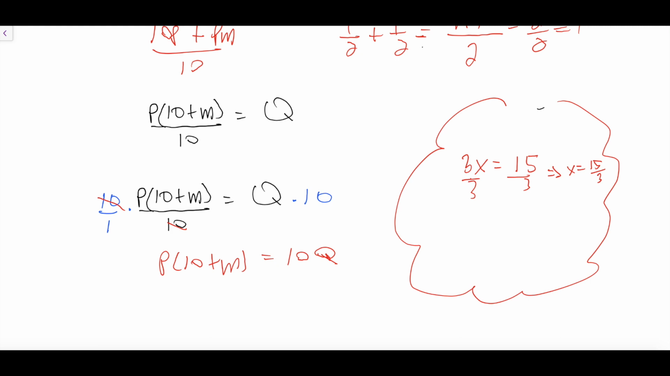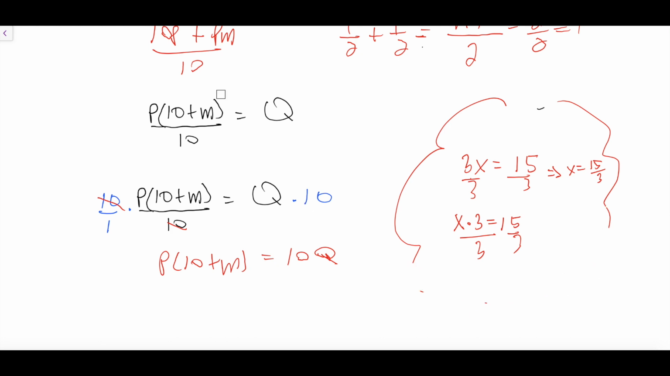Well, how about if I did this? How would I get x by itself? I'd still divide, right? Divide by what? 3. It's exactly the same thing, right? 2 times 3 is the same as 3 times 2. I'm going to just keep that there, just make it a thought bubble.